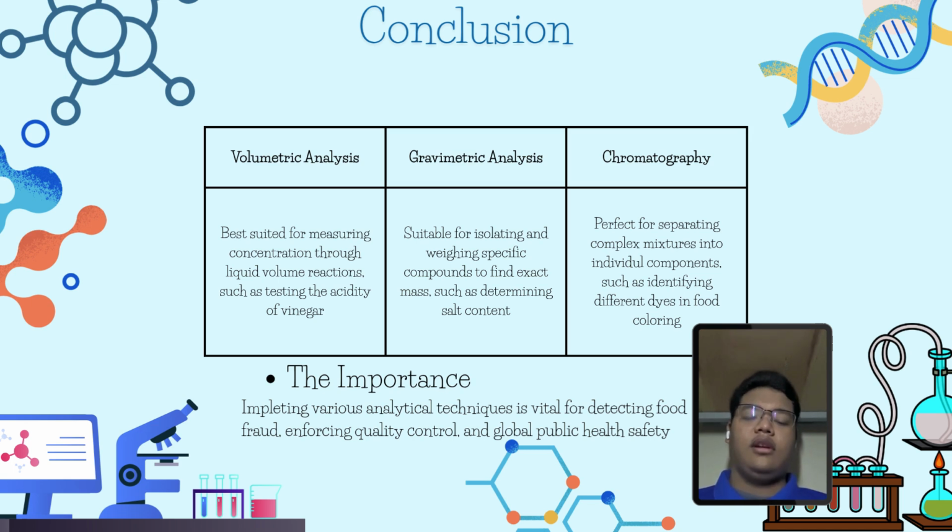So, analytical chemistry is very important in the food industry. By implementing various analytical methods, it can be used for detecting food fraud, enforcing quality control, and ensuring global public safety.